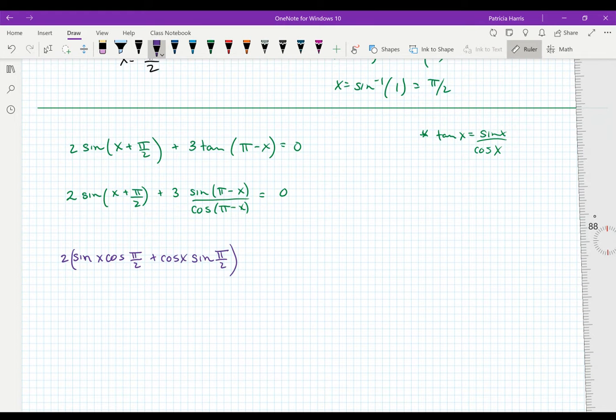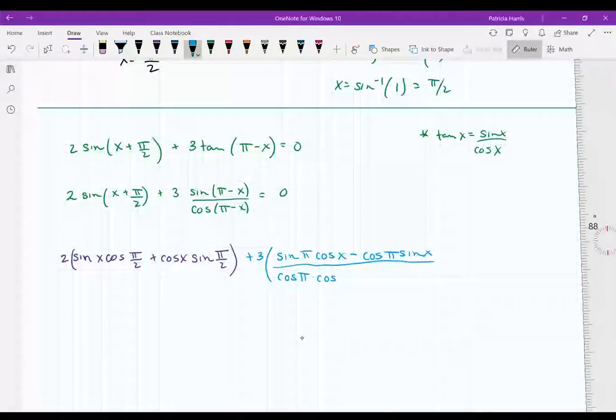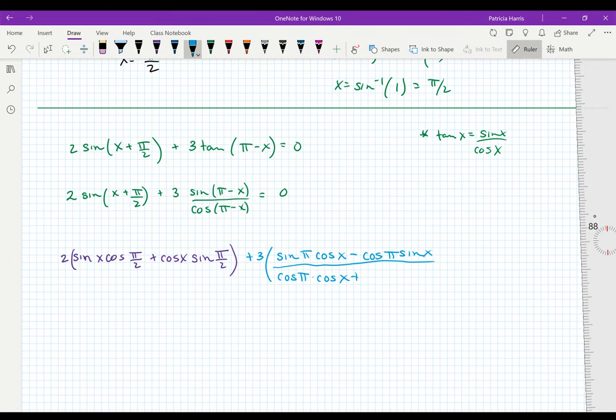Okay, so there's the first one. Okay, second one. Again, I'm just rewriting. It just takes a really, really long time to rewrite it. And again, if you want to have a formula sheet out by you while you do this, that's perfectly fine. I have one next to me.